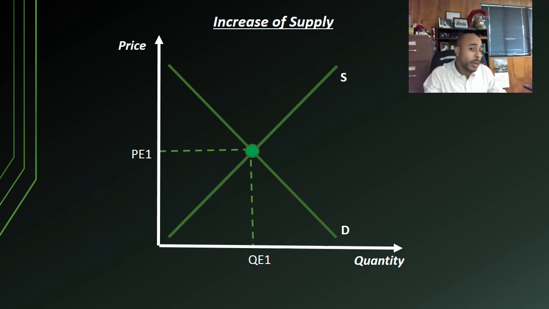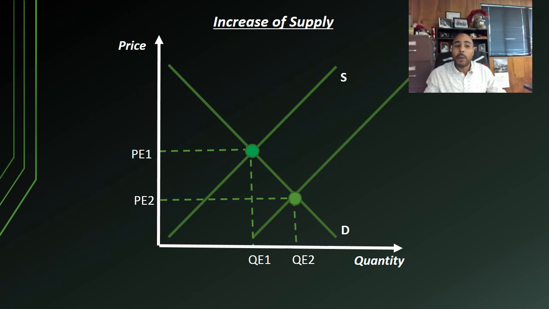Next up, increase of supply. Now, when supply increases, once again, it's going to be a rightward shift. So an increase of supply looks just like this. You see how our supply curve shifted to the right. This is not up or down, it's only left or right. Remember that. So when our supply curve shifts to the right, a new equilibrium is created.